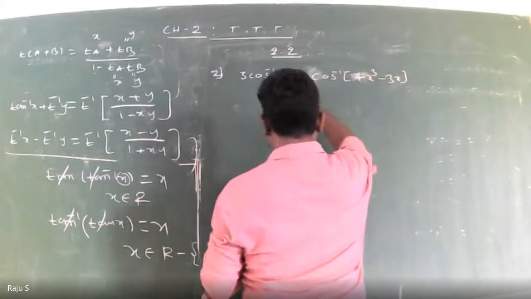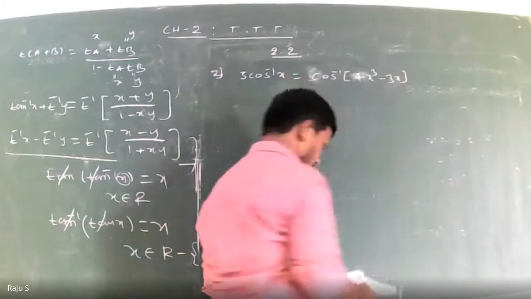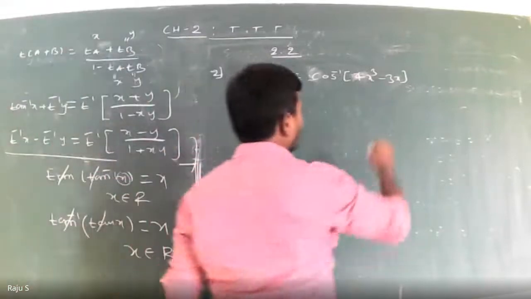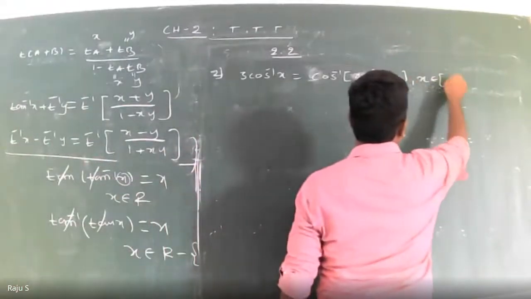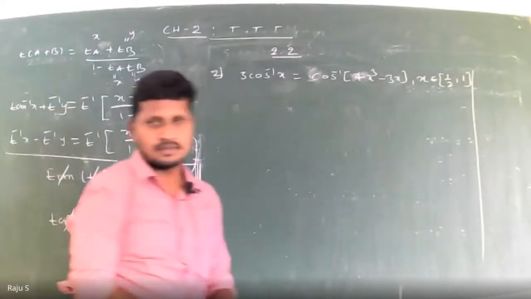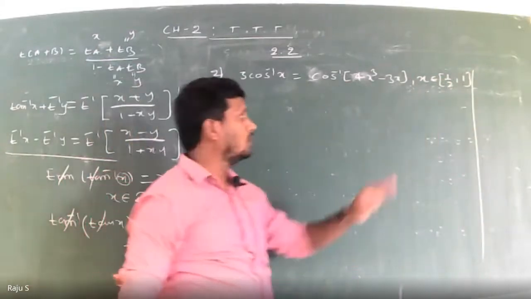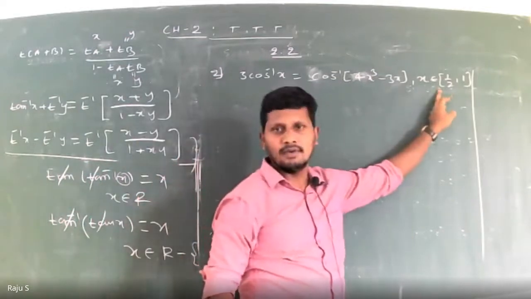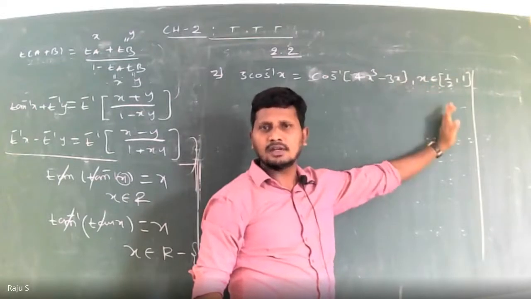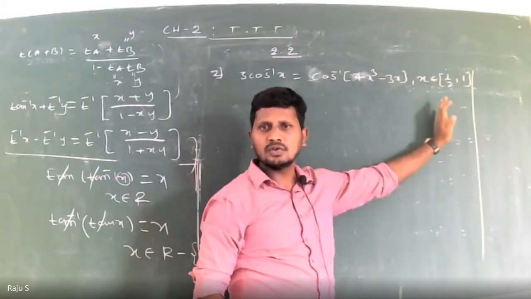So what is the domain here? X belongs to 1 by 2 comma 1. So everyone remember that in JEE Advanced, you should observe what domain they have given. Okay, so very logically they'll give it. So you should observe the domain, right?